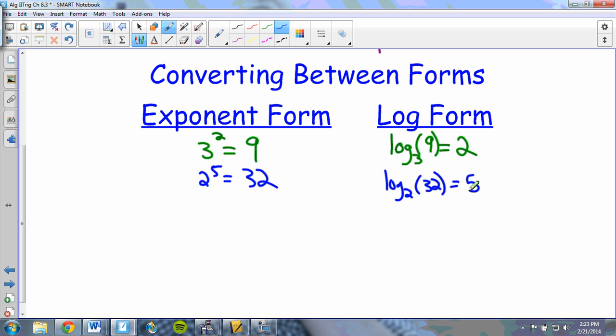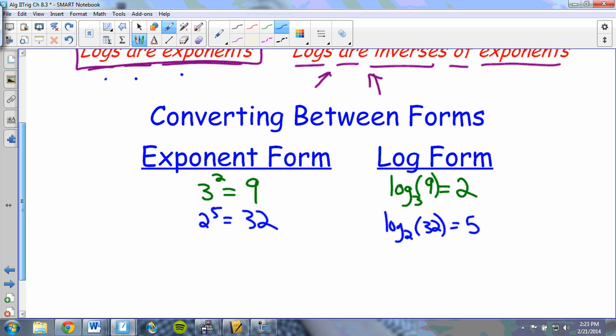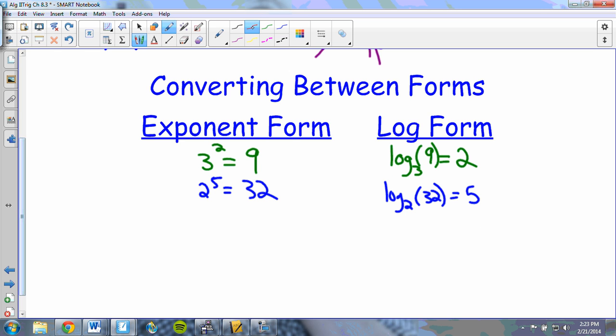So when I say that logs are exponents, I'm being literal. Here, the exponent was 5, and this whole entire log is the exponent 5. The equal sign means is. The exponent was 2, the log is 2. The log becomes equal to the exponent. So we'll do a couple more and then we'll go the other direction.